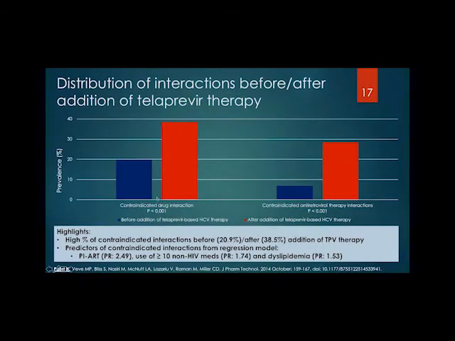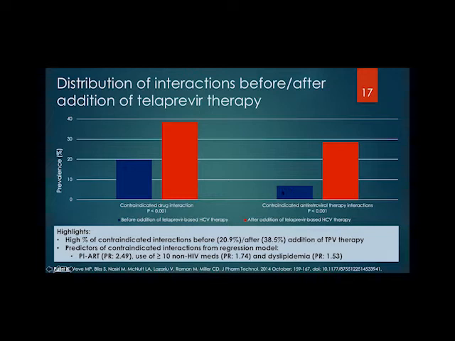And what we found was before the addition of telaprevir-containing therapy, roughly 1 in 5 patients were walking around with an interaction. And then after the addition of telaprevir-containing therapy, that rate essentially doubles, which helps you plan your resources. If you're going to dispense hep C therapy en masse to your population, this is probably where you also have to invest in a little bit of pharmacist time to mitigate those interactions.